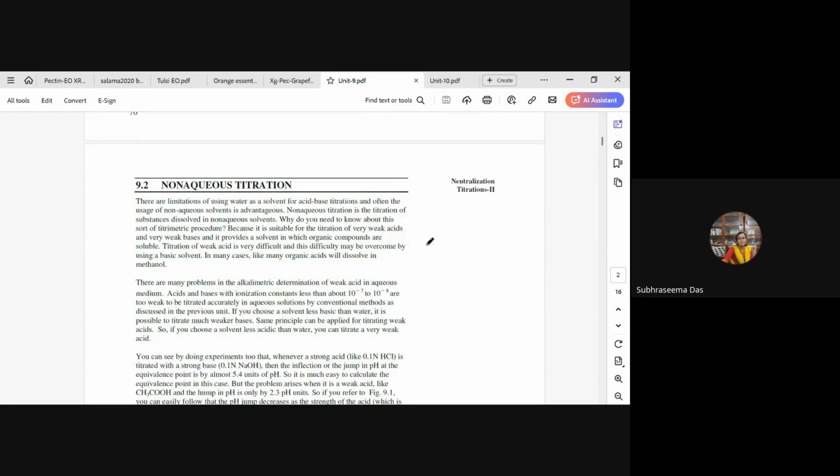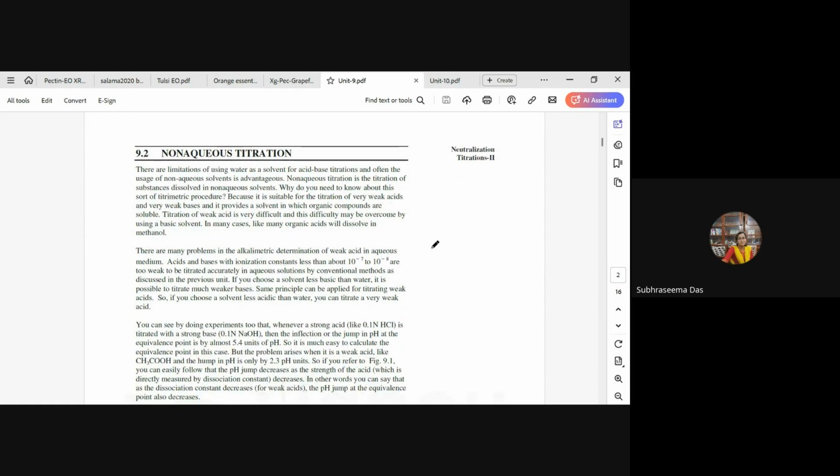Then there are also many problems, like in normal titrations of weak acid in aqueous medium. One of the problems is that acids and bases which have ionization constants less than about 10 to the power minus 7 or 10 to the power minus 8 are very weak, and titration by conventional methods, that is in water, is very difficult. In such cases, we choose a solvent which is less basic than water. As a result, since the solvent is less basic, we can titrate weaker bases.